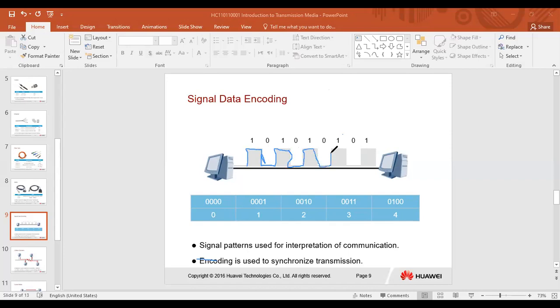If the signal is high, the bit will be 1. Suppose it is 1, it is 0, it is 1, it is 0, it is 1, it is 0, it is 1. These bits are in the form of binary. Binary is 2 to the power 0, 2 to the power 1, 2 to the power 2, 2 to the power 3.